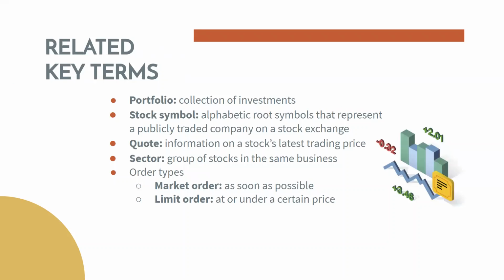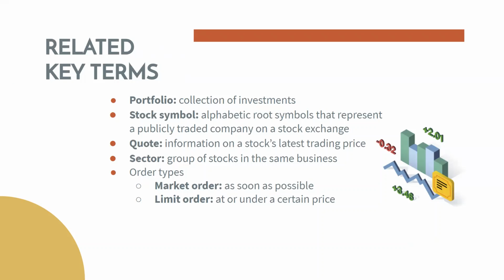So here are some important key terms: portfolio, stock symbol, quote, sector, market order, and limit order. The first 4 key terms are relatively basic, so I won't go over them, but I want to elaborate on order types because you'll see them on the stock track simulator that we're using for the competition.